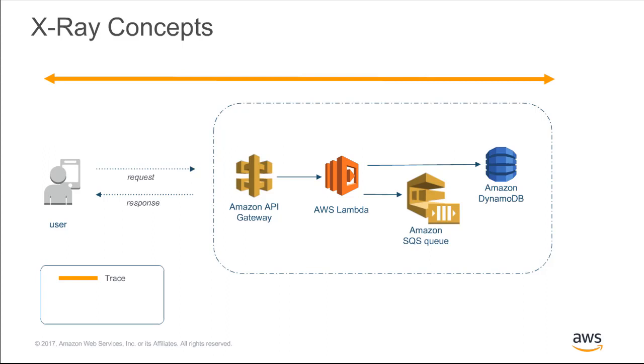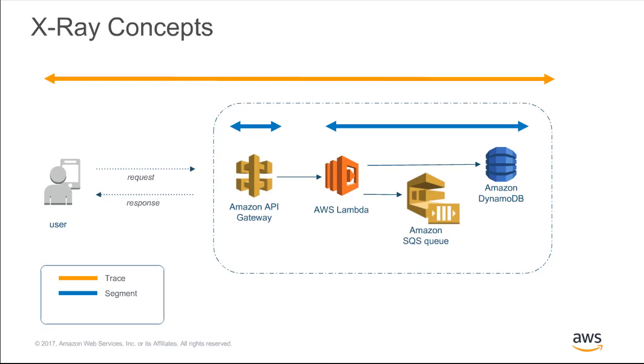So as promised, I'm going to walk you through a graphical notion of the concepts. Here we've got the same picture that we saw before. We've got a notion of a trace, which is the end-to-end request response. We've got a notion of segments, which are individual service representations. In this case, I've got a segment for API Gateway, and I've got a segment for Lambda.